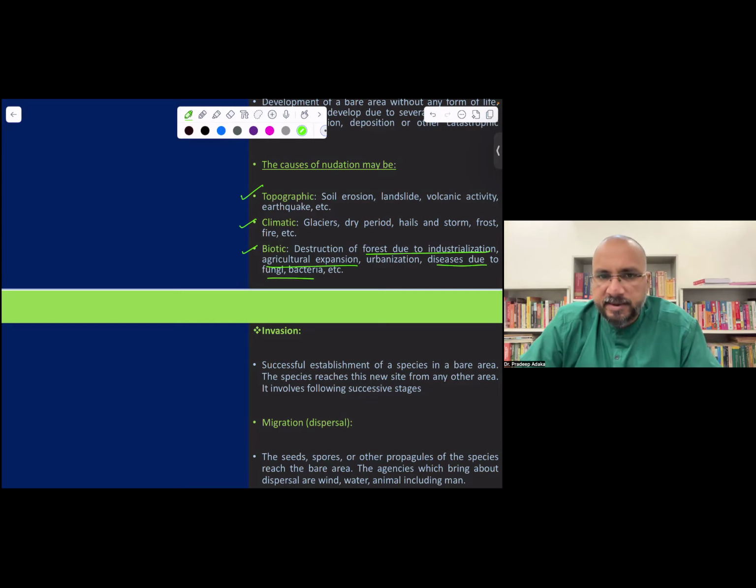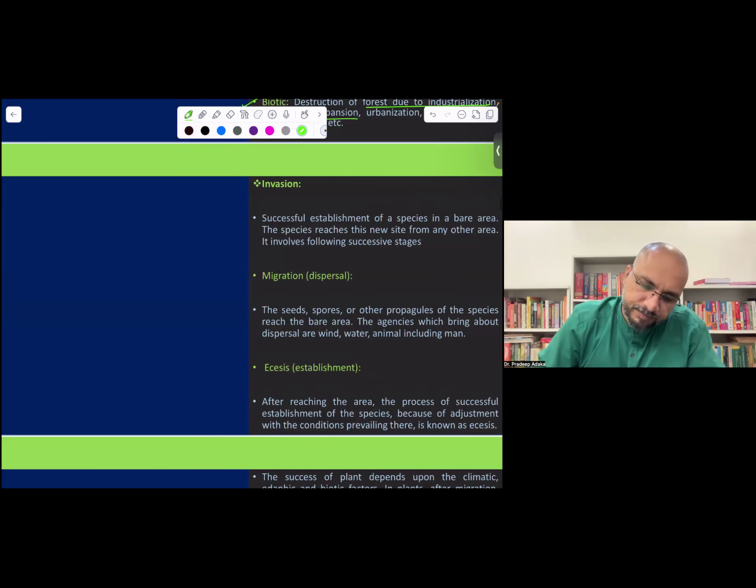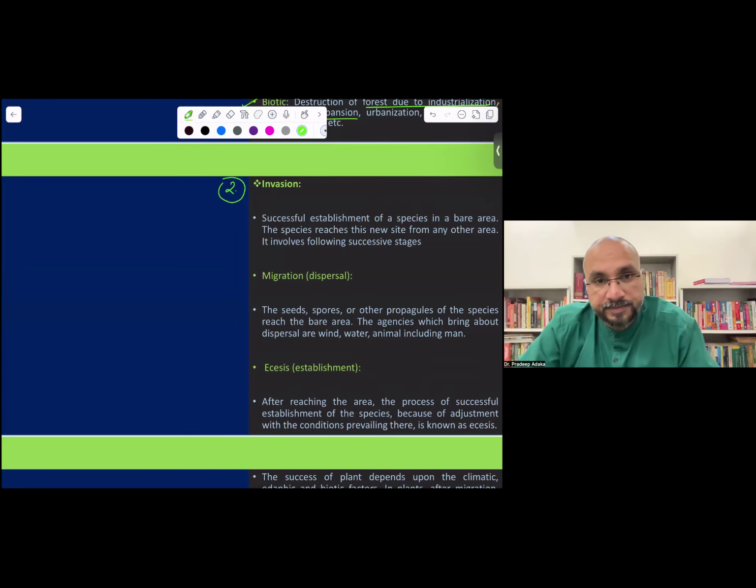The community might be wiped out, and now it is empty. Now the succession will begin in this area. So nudation, or absence of any life form, is where it starts. First step is nudation. This can be because of several reasons. Now second, a pioneer community will come and occupy this area. So the starting community, the pioneer community, will occupy this area.